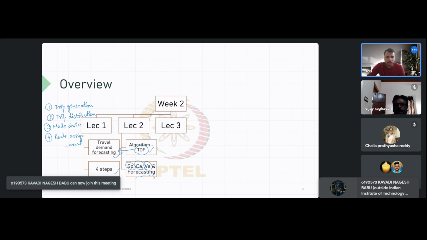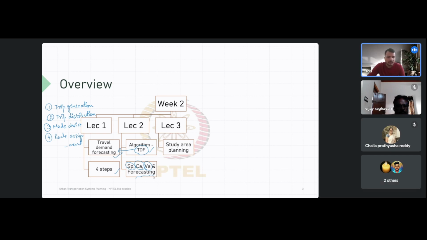Next we have lecture 3. That is about the planning of the study area: how we try to organize the study area into different zones, and how the cordon line is drawn for the purpose of travel demand forecasting. Then, what are the types of information that are required and how is it collected.